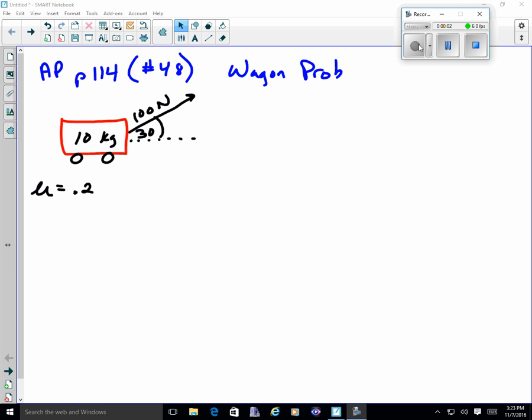Friction problem, what I call the wagon problem. I think it's a lawnmower in your book. It's on page 114, number 48, and it's one of your homework problems. But I'm going to change it up just a little bit.